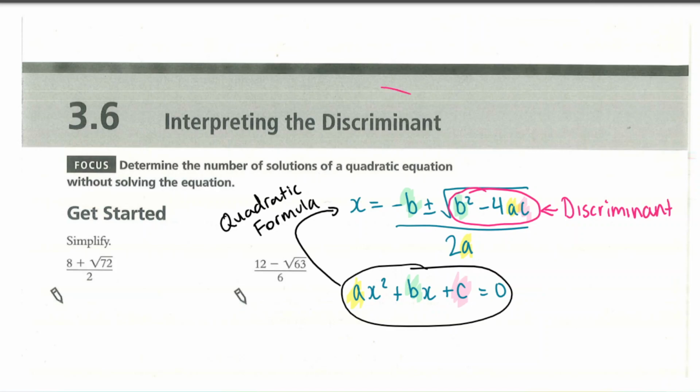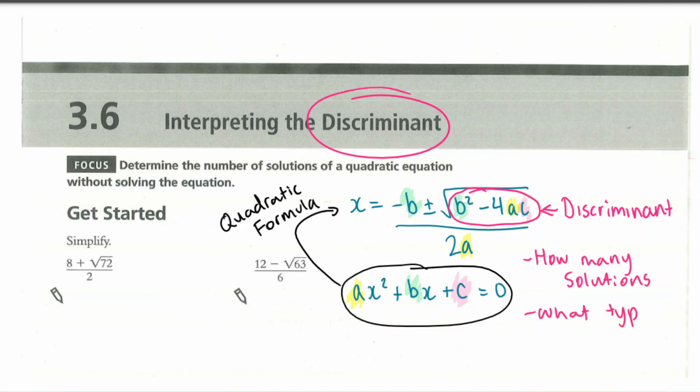So if you look at the name of our lesson today, we're going to be interpreting the discriminant. That number there tells us a lot about our quadratic equation. If we calculate the discriminant, it will tell us how many solutions there are. And it will also give us information about what types of solutions we have. So for example, are the solutions rational numbers or irrational numbers? The discriminant will tell us. And also what strategies could we use to solve the quadratic equation? So for example, could the quadratic equation be solved by factoring? We can tell that just by looking at the discriminant.